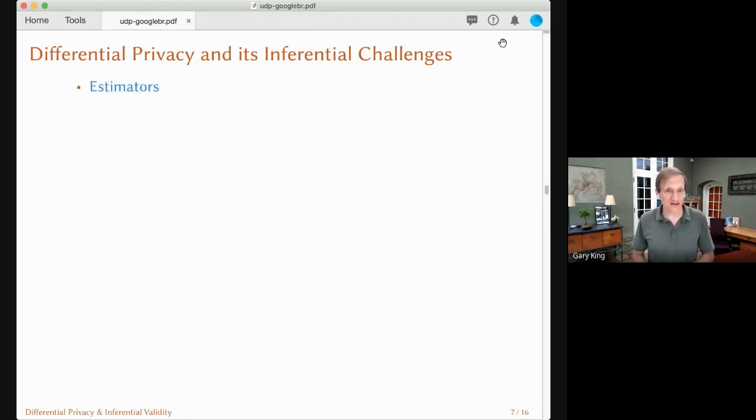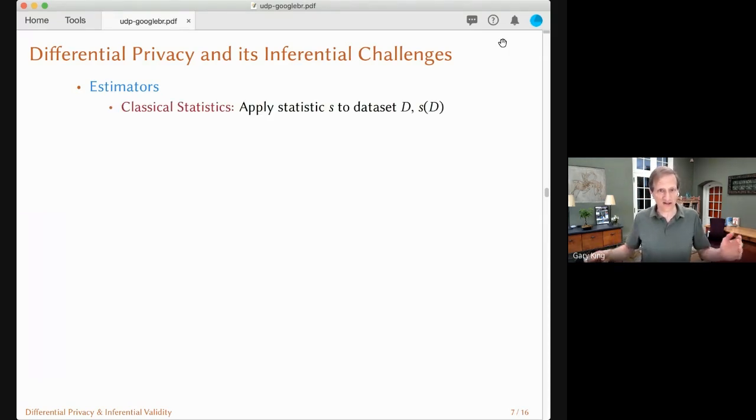Differential privacy and its inferential challenges. The way to think about estimators in classical statistics is we have an estimator as a function of the data. So S is the statistic. I always tell students that the etymology of the word statistics comes from sample characteristics, and that's a lie, by the way. It's totally wrong, but lying is an excellent method of teaching. That's another joke. That's actually true and a joke.